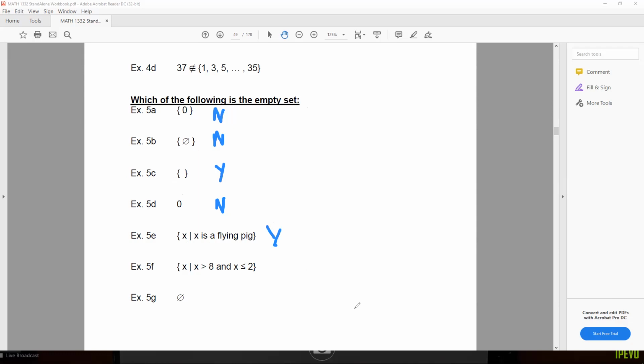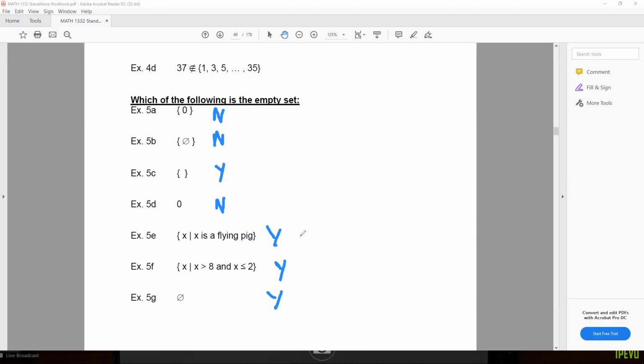Now, 5F, X is greater than 8 and less than 2. Well, let's think of the situation. Is it possible? Can you be above 8 and below 2 at the same time? Actually, no, it's impossible. So yeah, it would be empty, right? So yes. Which of the following says empty? This is empty. Putting white for yes, empty. Hope that's clear. And this is just saying empty.